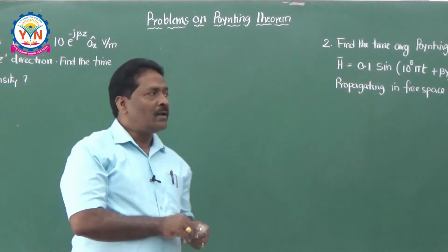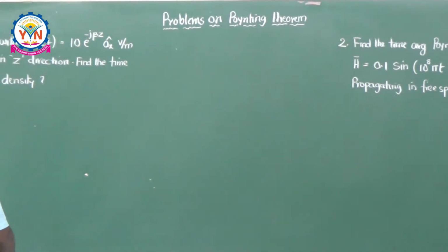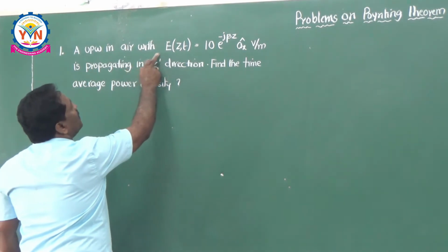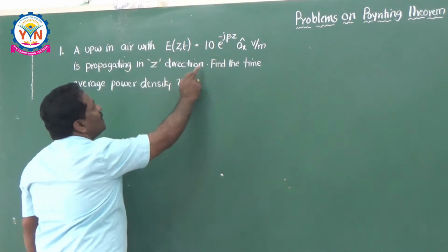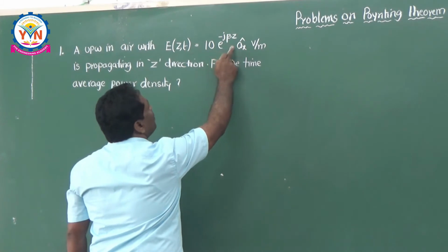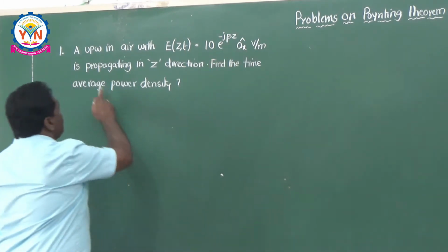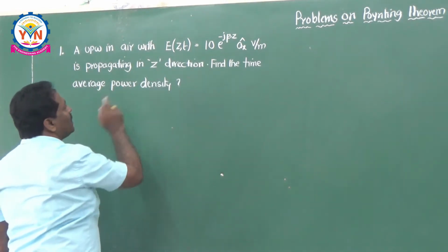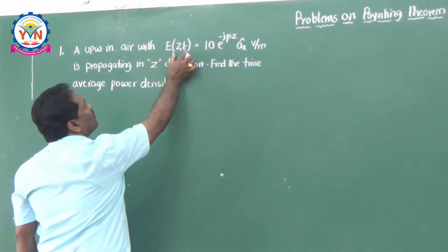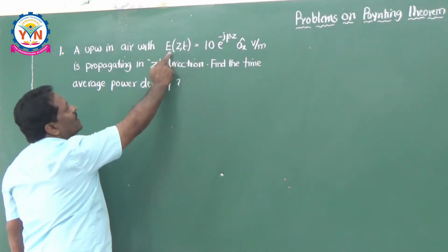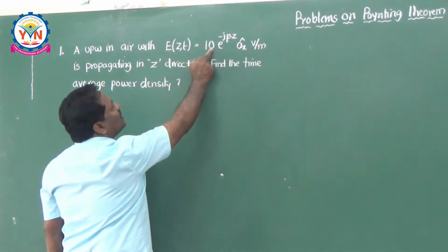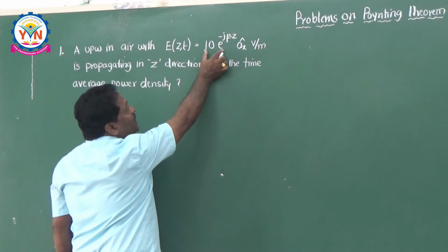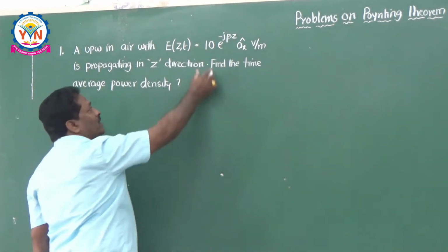Now, coming to the first problem: a uniform plane wave in air with E of z comma t equal to 10 into e to the power of minus j beta z into a_x volt per meter, propagating in the z direction. Find the time average power density. First of all, try to understand what this equation is telling. The electric field magnitude is 10 and the wave is propagating in the z direction. It is one way of representing wave propagation, in the phasor notation.